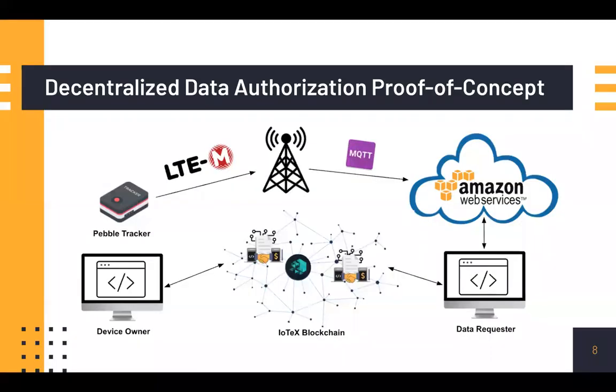When we build the decentralized data authorization proof of concept, the high-level architecture is like this. We have a Pebble tracker, which will use LTE-M to communicate with the cloud backend through the MQTT protocol. We have two parties: one is the device owner, and the other is the data requester. Basically, the data requester wants to access data collected by the data owner. So all those interactions will go through the IoTeX blockchain.